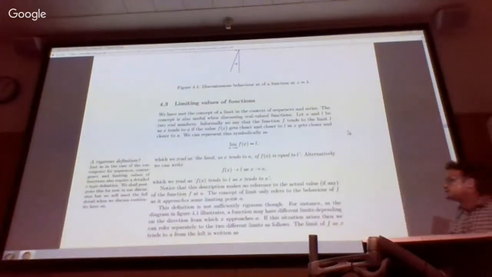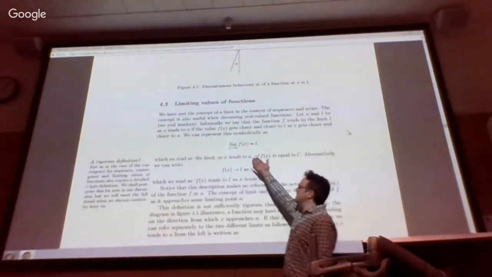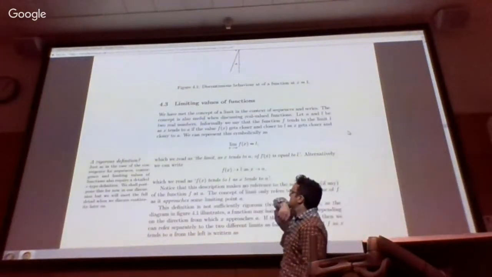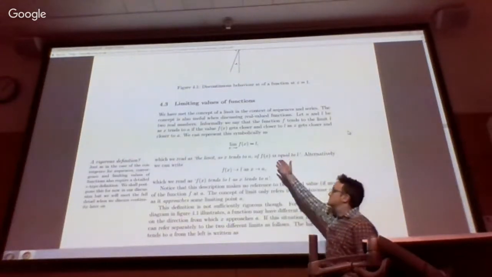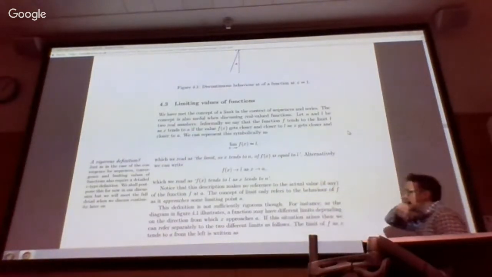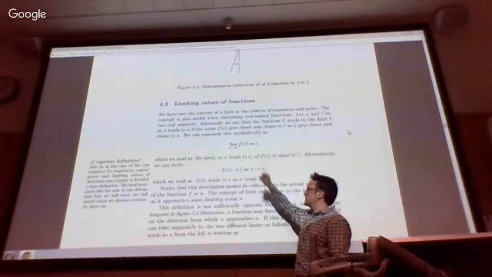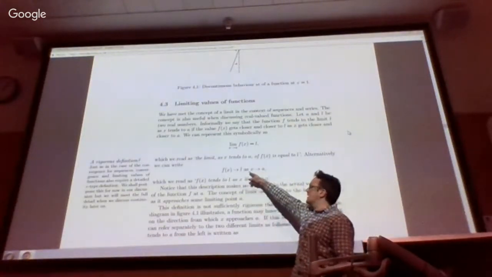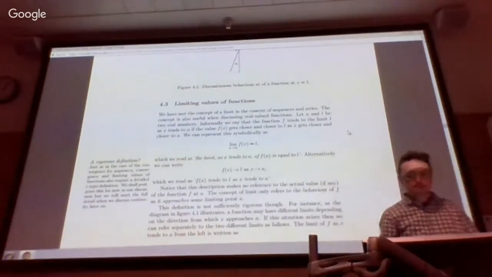So-called real valued functions. So this is referring to the limiting behavior of f of x as x approaches A, and it's claimed to be equal to some value L. This is just an alternative way of writing it. F of x tends to L as x tends to A.